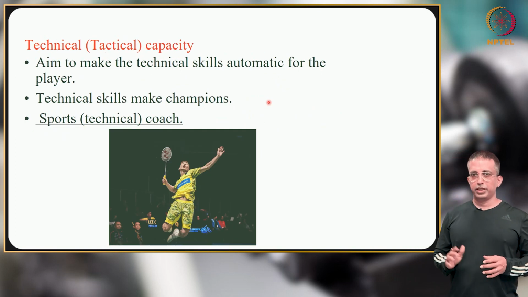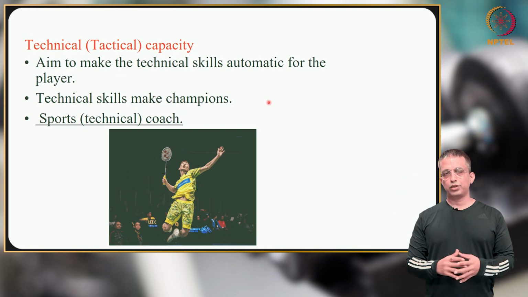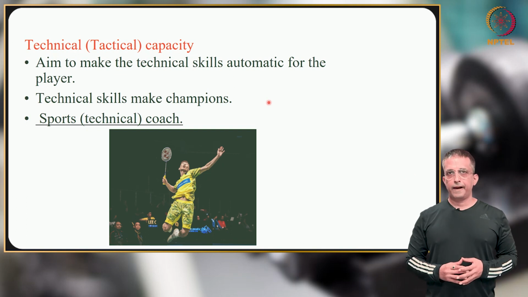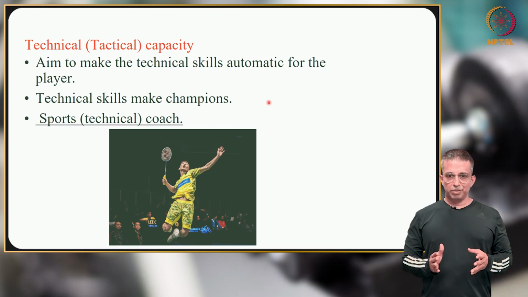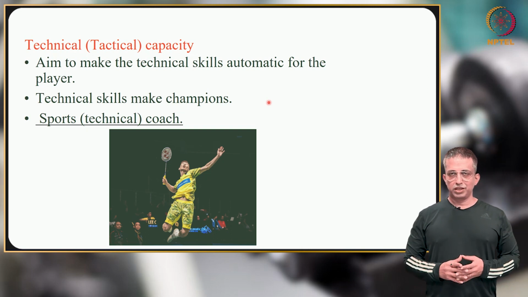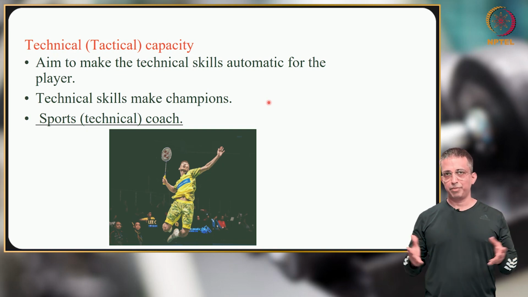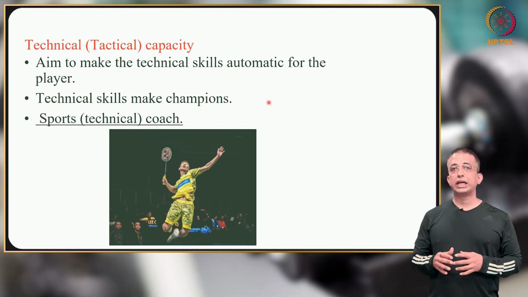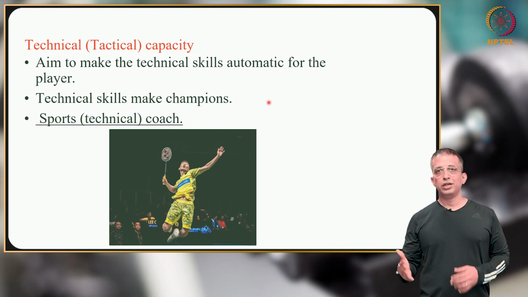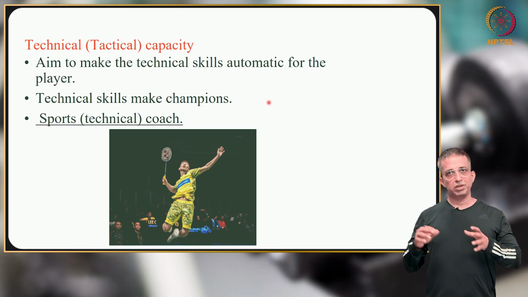Now coming to the technical capacity, I mentioned that is what lies on top of your physical. So what is technical capacity? In a simple line, if I have to explain, and I've mentioned this, technical skills make champions. A champion is a champion because they can play good cricket, good football, good tennis, good badminton, wrestling, whatever.